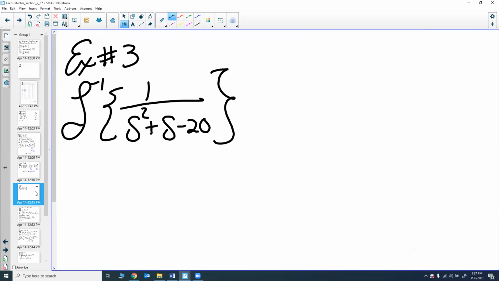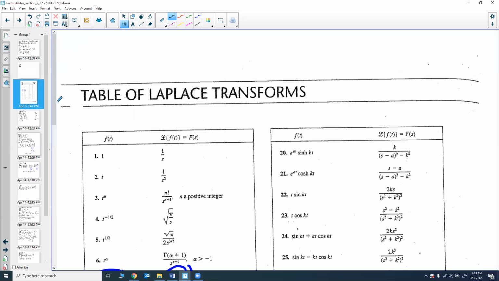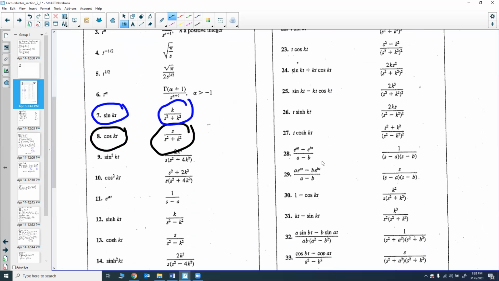First thing I notice is that I usually need to have a factor in the bottom. So let's factor the bottom. So that factors into s minus 4 and s plus 5. Again, you might actually see one that has that same kind of idea, but I want to show you what happens if it's not there. I guess I do have one there, but I'm going to show you what happens if it's not actually there.